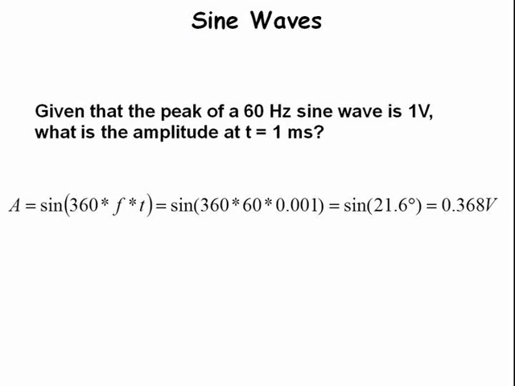Given that the peak of a 60 hertz sine wave is 1 volt, what is the amplitude at T equals 1 millisecond? Well, using our formula A equals sine of the quantity 360 times F times T, when we substitute the values, A is equal to sine of the quantity 360 times 60 times 0.001, which equals 0.368 volts.